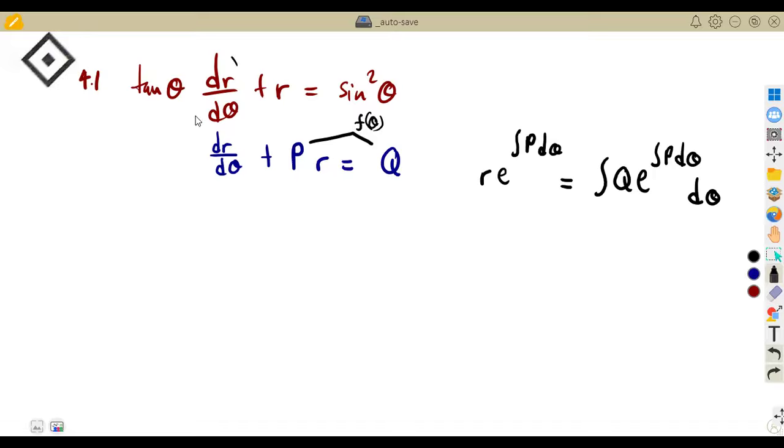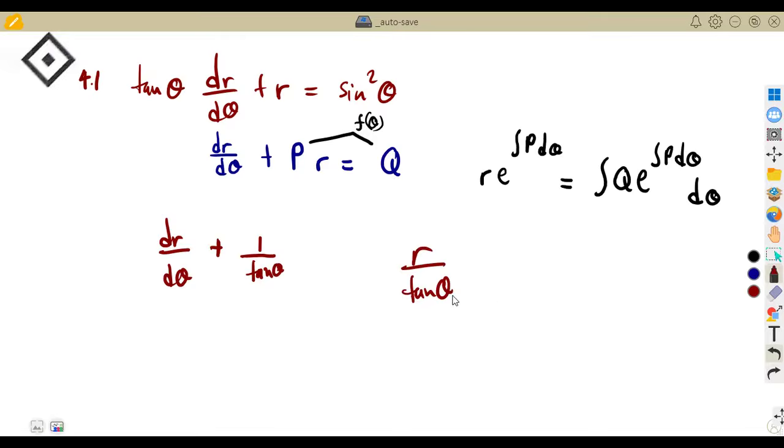That means we need to have dr d theta here. We are supposed to remove this tan theta. Tan is multiplying, so you divide by tan theta throughout. So the dr d theta is going to be plus, here is r, and we are dividing everything by tan theta. We want to properly see our p, which represents the function of theta. So it's going to be 1 over tan theta. Remember, we are dividing, so it was supposed to be r over tan theta like this.